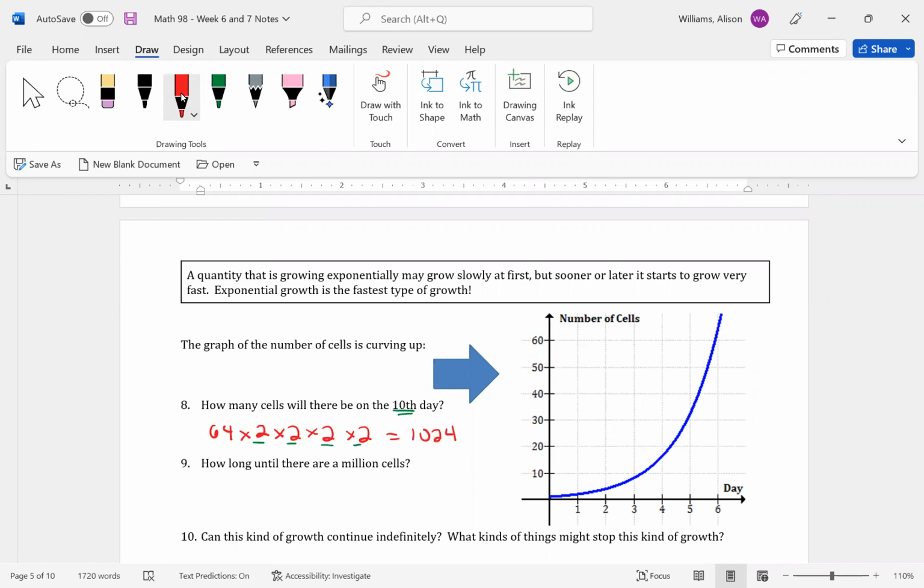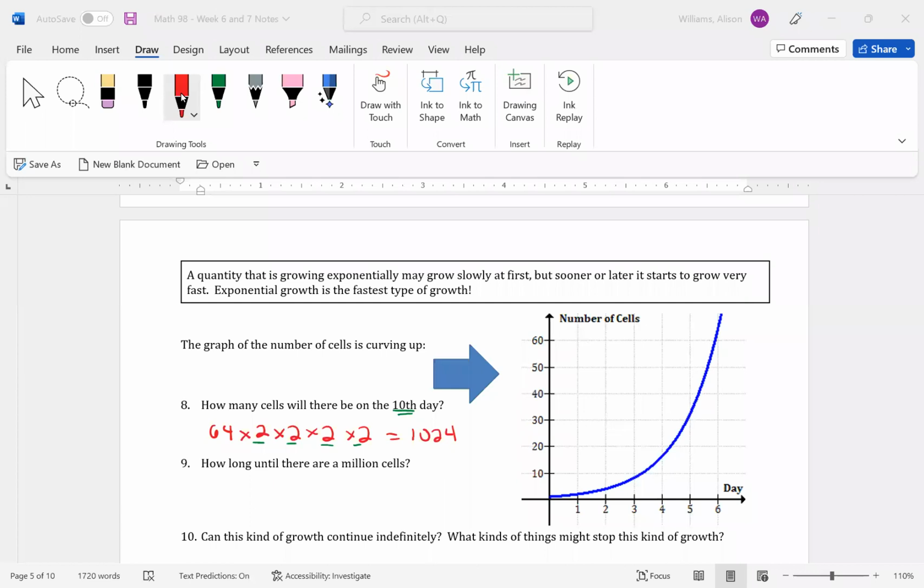So how long to 1,000,000 cells? Well, that's going to take a while. But really, we're trying to figure out how many times we have to keep multiplying by 2 before we're going to see 1,000,000. Now, you could take 1,000,000 and just start dividing it by 2 and kind of approximating how many times you can do that. That's one way to do it. So if you grab your calculator and divide 1,000,000 by 2, see what you come up with.